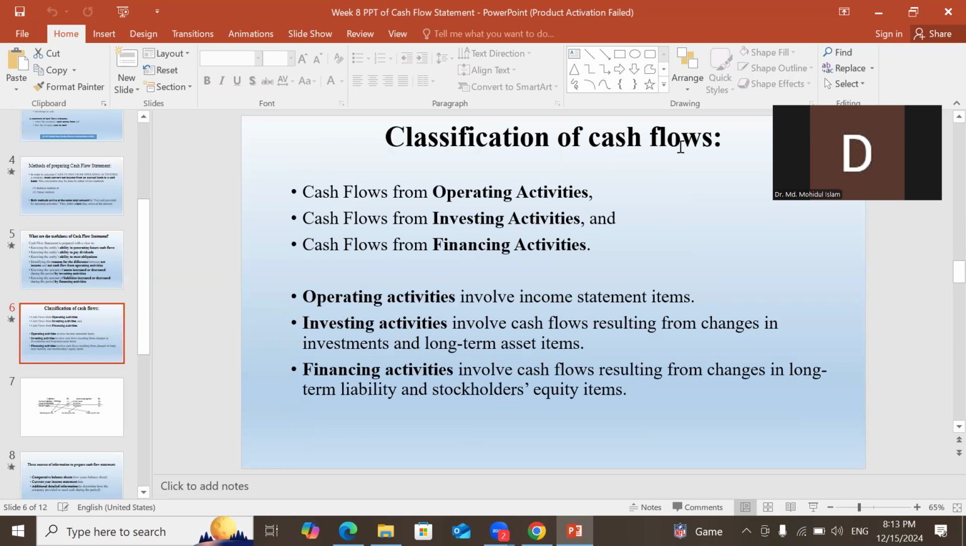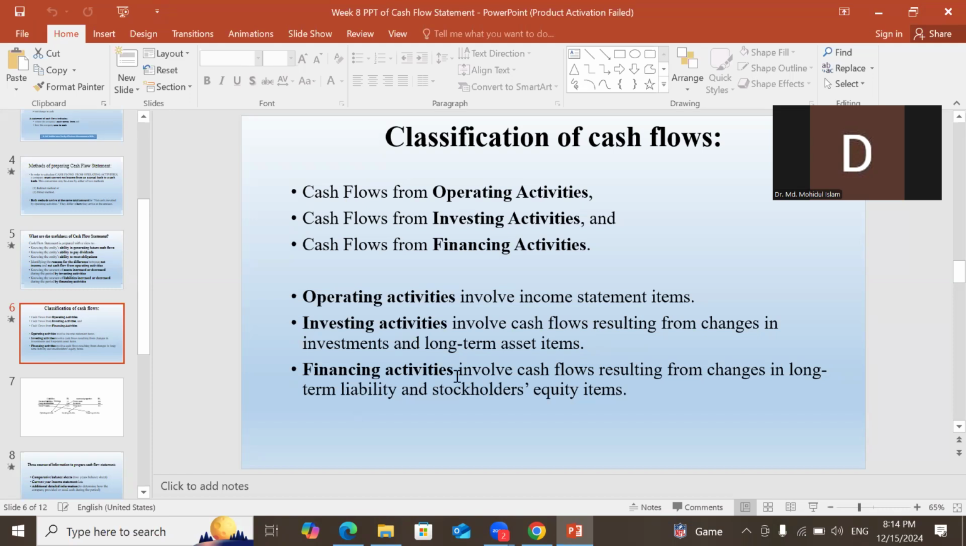Classification of cash flow. There are three types or three sources of cash flow: operating activities, investment activities, and financial activities. Operating activities involve income statement items. Investment activities involve cash flow resulting from changes in investments and long-term assets. That means fixed asset sales and purchases are related to investing, or you invest anywhere by purchasing fixed assets or investing in any other project. This is the investing activities.